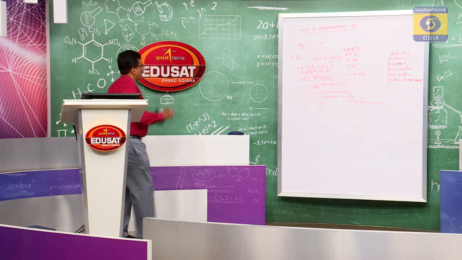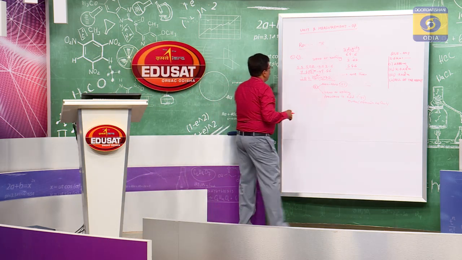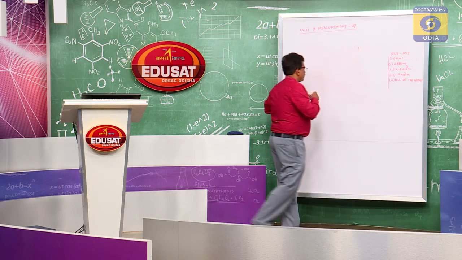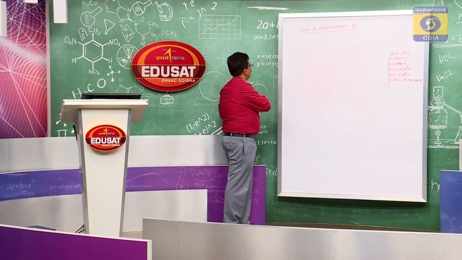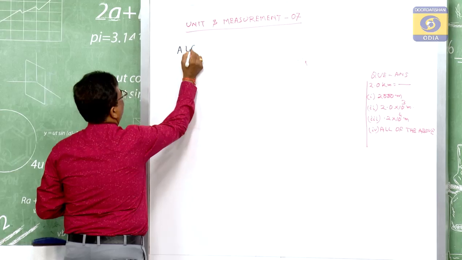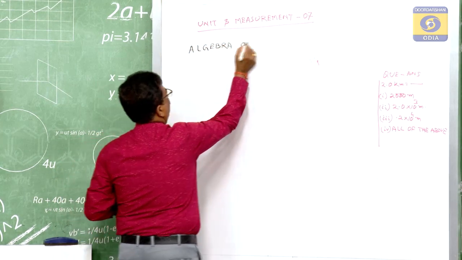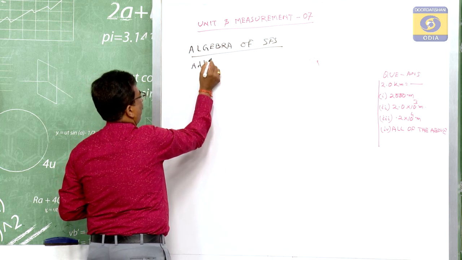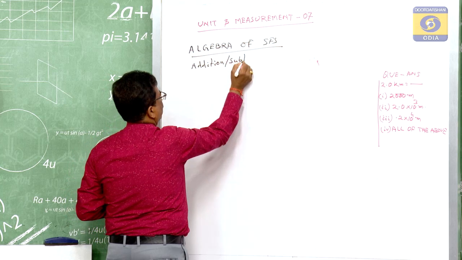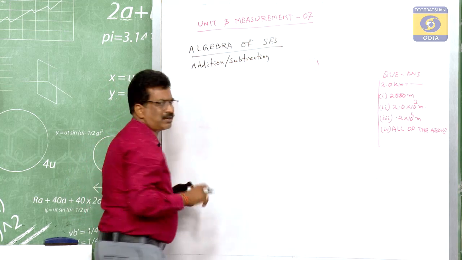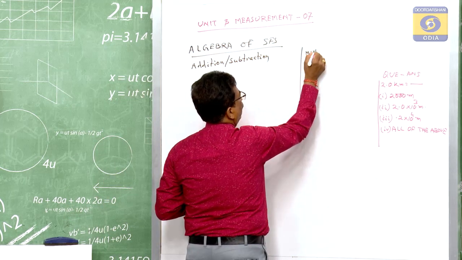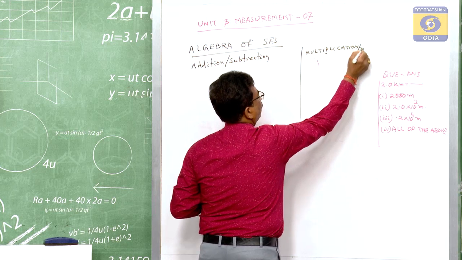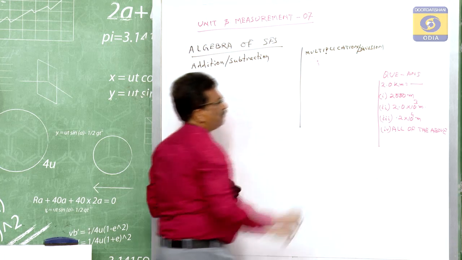So after completing the rounding of significant figures, we will go for the algebra. Means by taking significant figures, we will do addition, subtraction, multiplication, division. So next we will go for the algebra of significant figures. It has addition or subtraction, which is one type. Then multiplication and division.